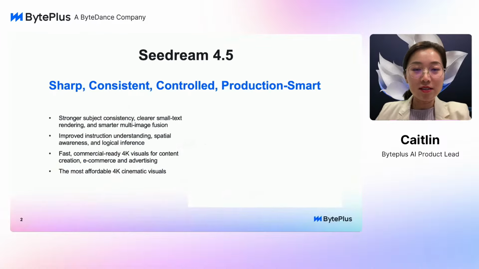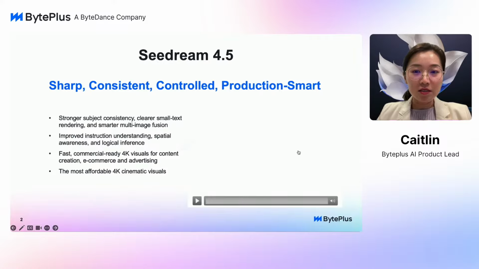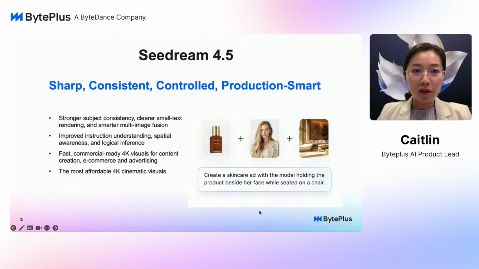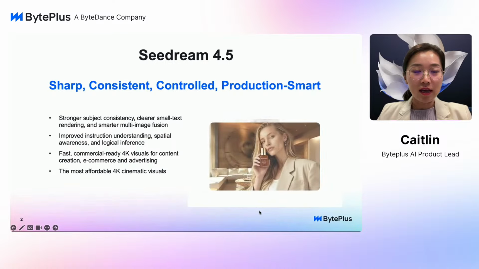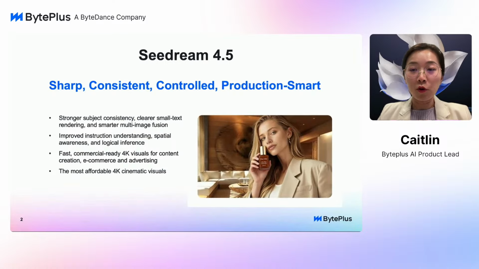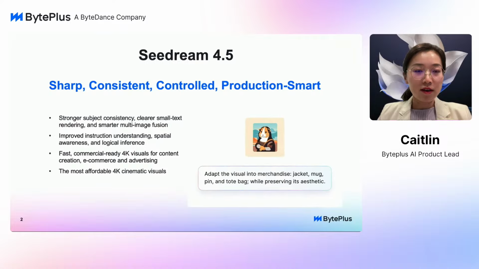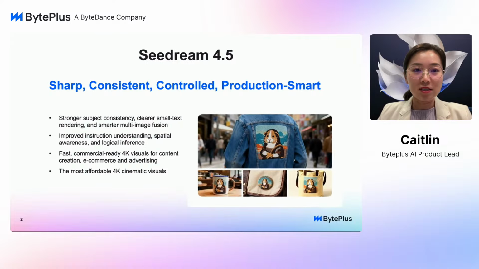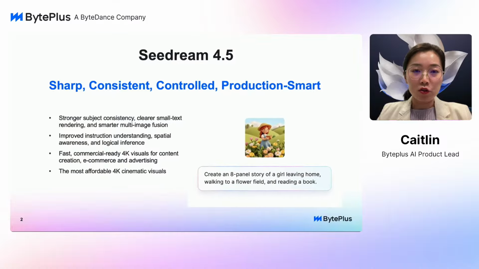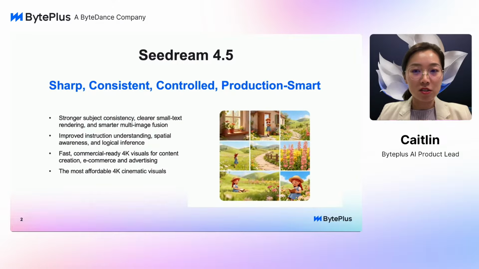This is a simple introduction of Seedream 4.5 with four important updates. As you can see, this model is sharper, more consistent, more controllable, and also more production smart. It has very strong subject consistency across different reference images, so you can create highly consistent portrait editing images and also your product posters.